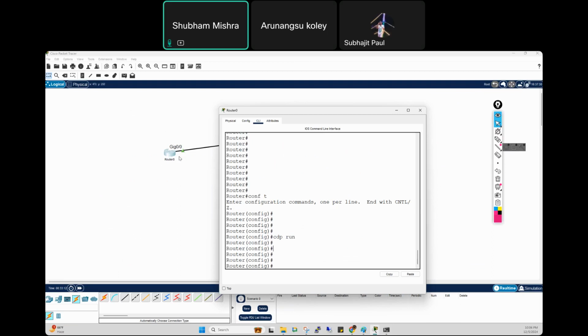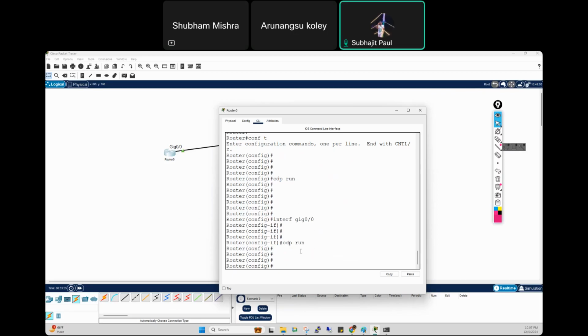For example, if this router has 6, 7, 8, 10 interfaces, on all the interfaces you have enabled CDP. Getting my point, everyone? Yes or no? For example, interface gig 0/0. If you go to a particular interface and write CDP run, will it take it? It takes it, but actually that is for the global level, not local, right?